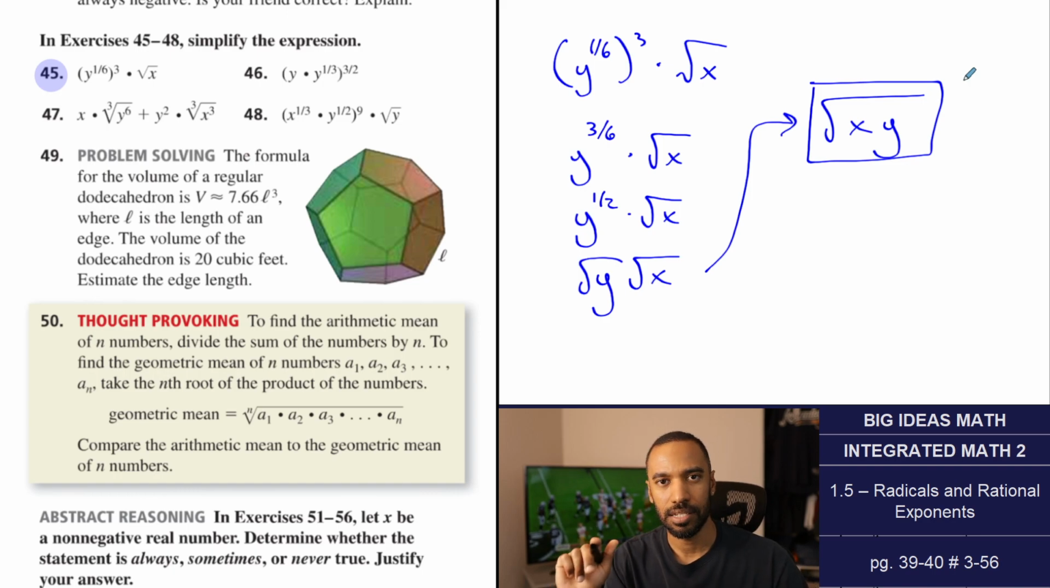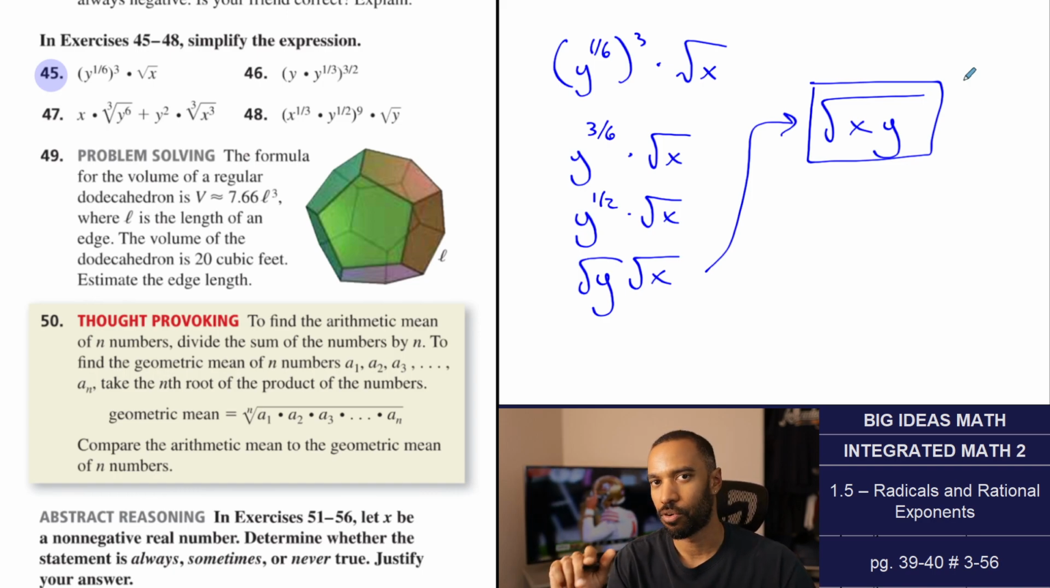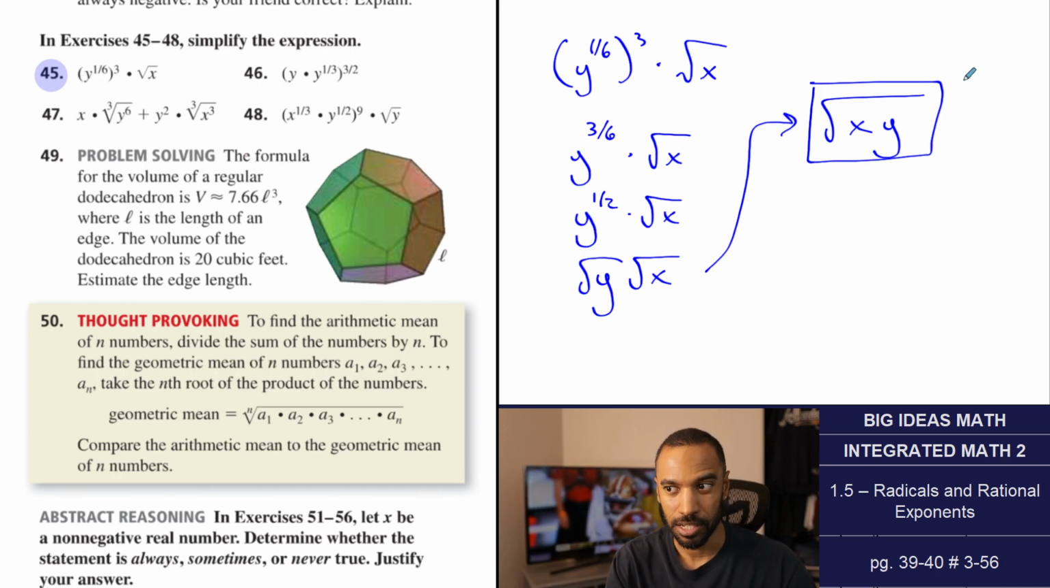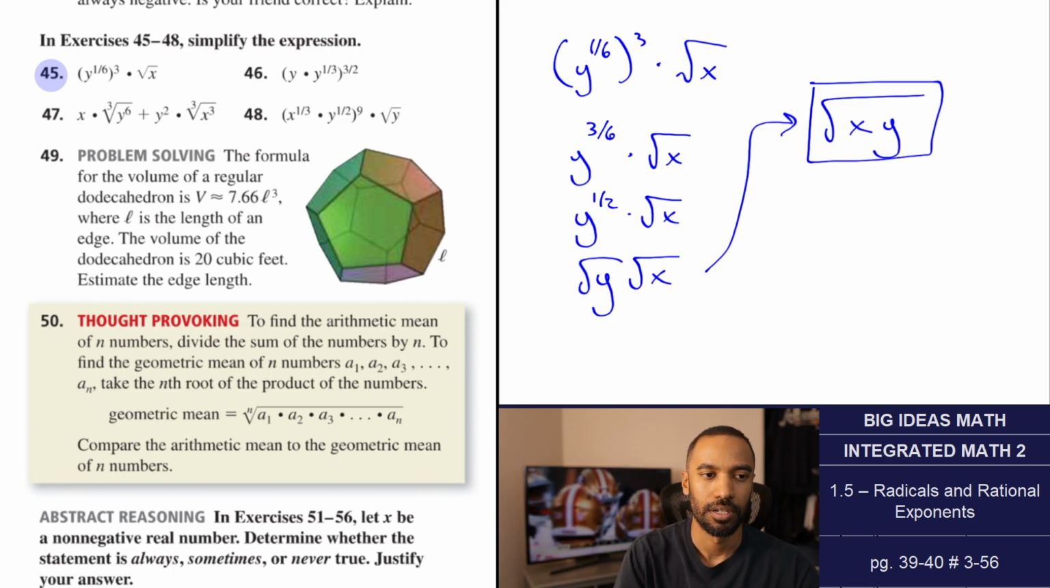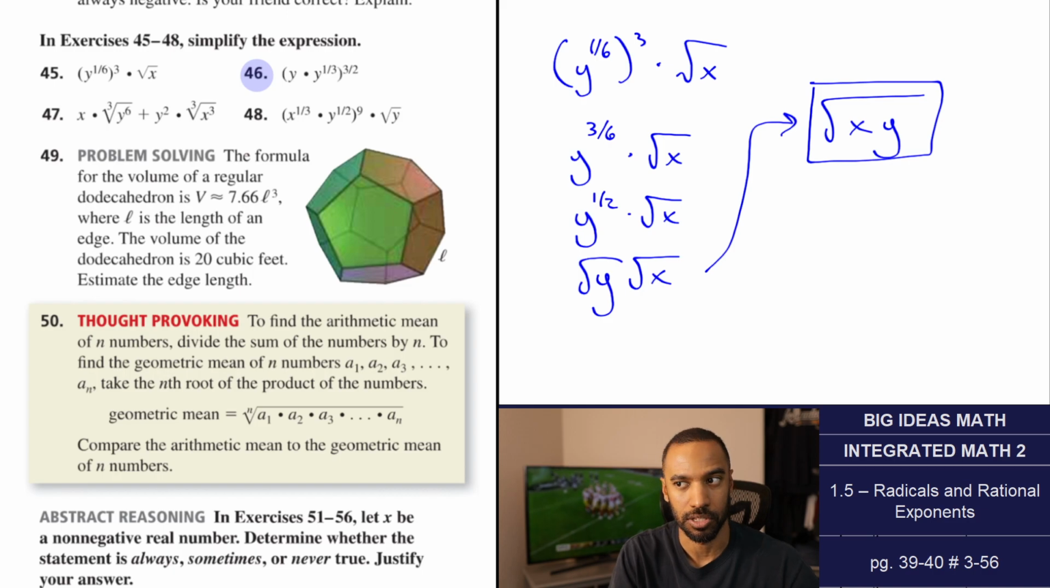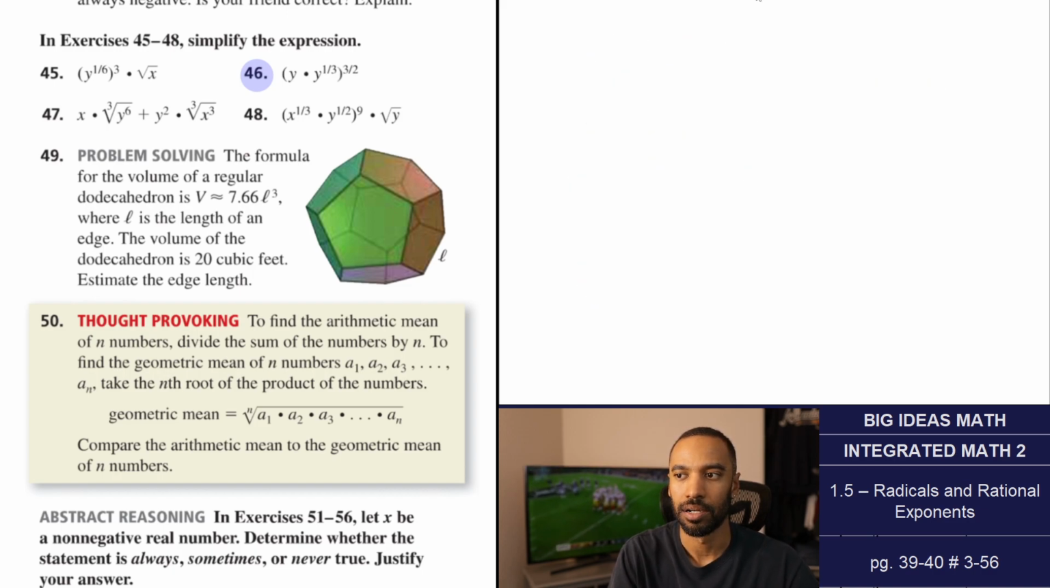Now, they didn't state whether or not they want it in radical form or rational exponent form. For the most part, to my knowledge, radical form is the preferred version of this. That's what I like to see, especially when numbers are involved. This didn't have any, but especially when they are. You don't want to be inconsistent and have two different things.